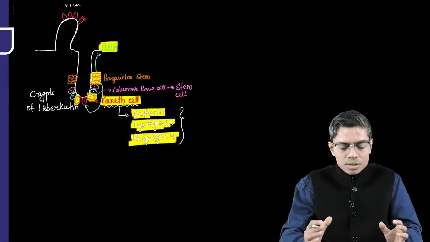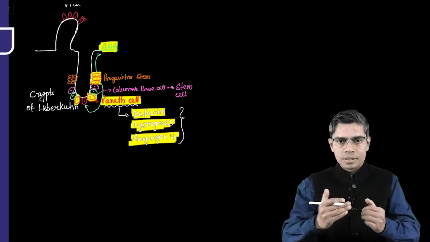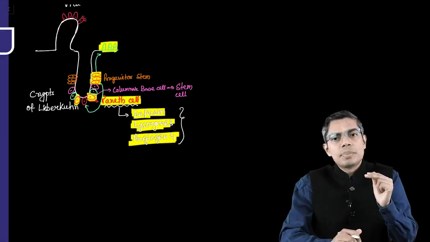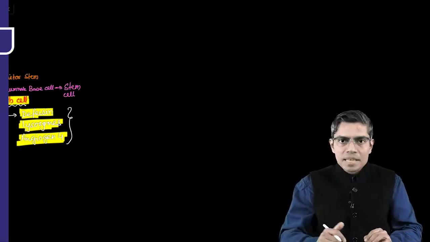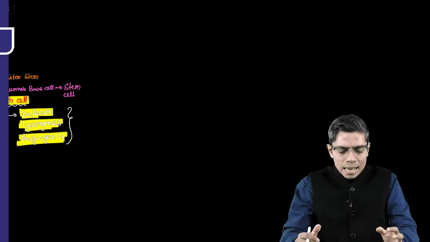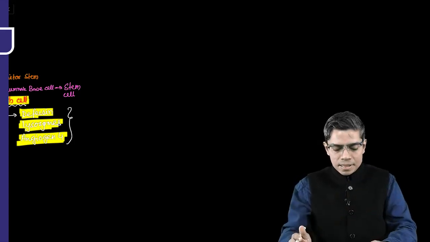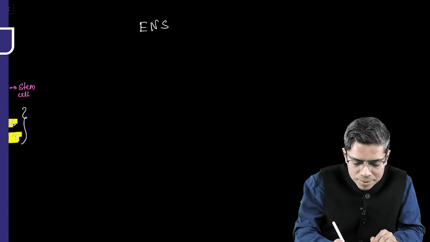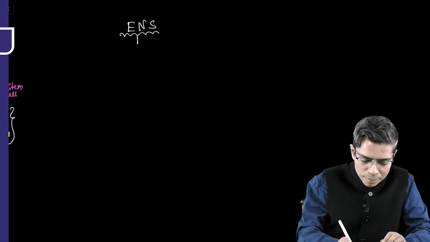So this is the overall structure of the GIT, different layers and then villi and the crypt. Now, I have already discussed that there are two neuronal plexus at the level of various layers of the GIT. These neuronal plexus contain a huge number of neurons, and it forms a nervous system within the GIT, and that is known as the enteric nervous system. So the enteric nervous system consists of two neuronal plexus.